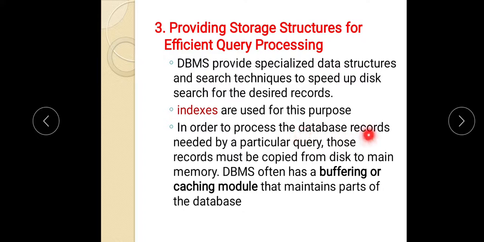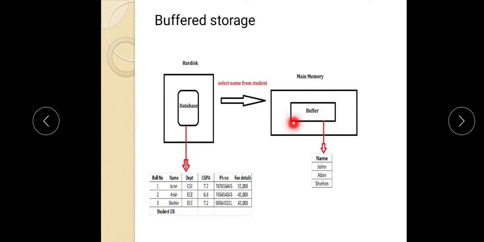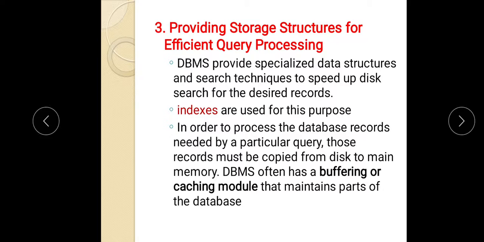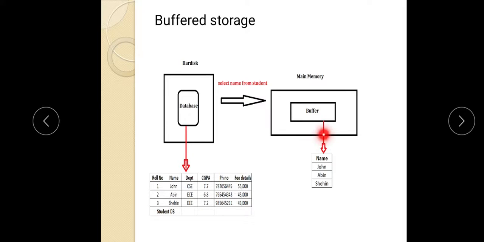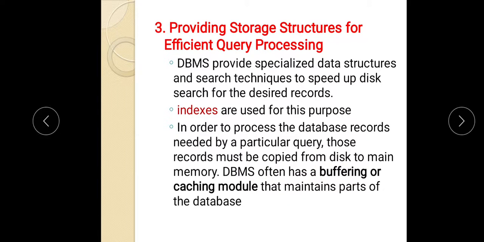In order to process the database records needed by a particular query, those records must be copied from the disk to the main memory. A DBMS often has a buffering or caching module that maintains parts of the database. This is also called a cache or a buffer. This buffer will store that part of the database, the names of the students. This is the figure that explains the concept. Hope you are clear with the concept.